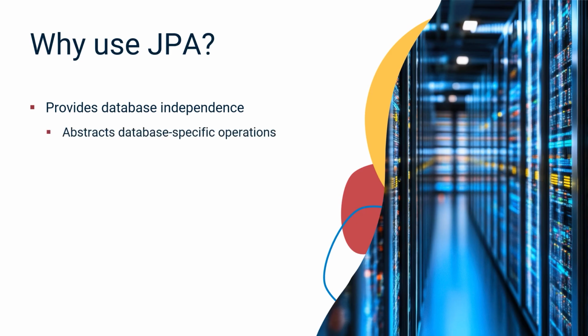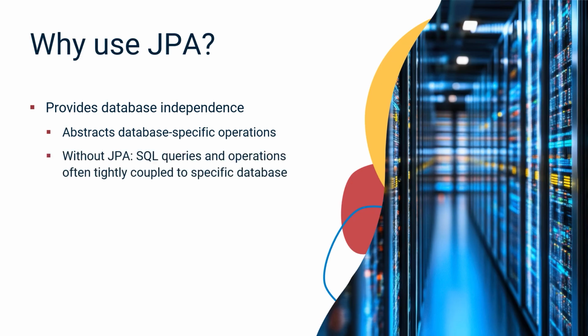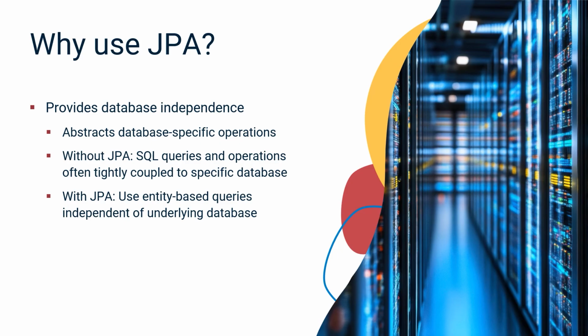Next comes database independence. JPA abstracts database-specific operations, allowing your application to be database agnostic. This means you can switch between different relational database management systems like MySQL, PostgreSQL, or Oracle with minimal code changes. Without JPA, SQL queries and operations are often tightly coupled to a specific database, making migrations difficult. With JPA, you use entity-based queries independent of the underlying database.